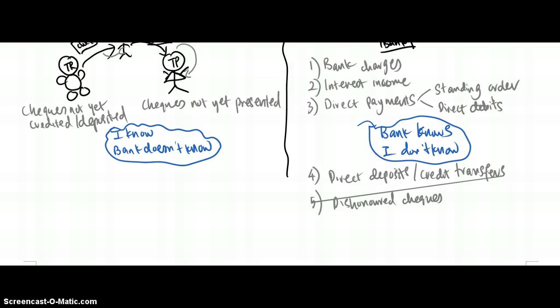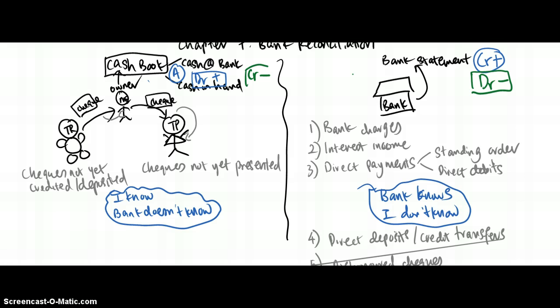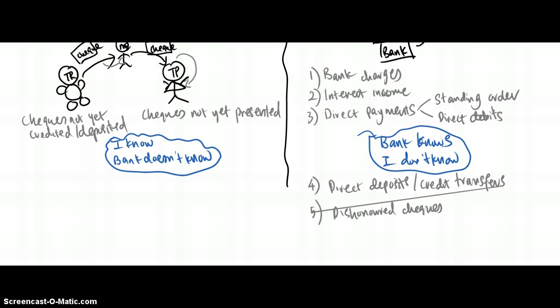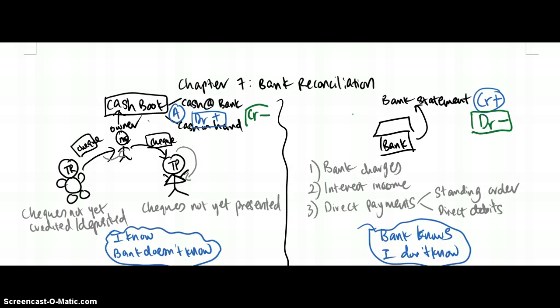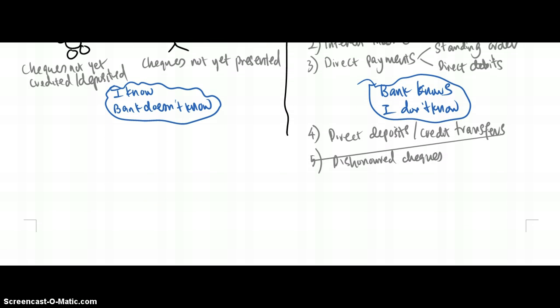So I have pretty much explained to you that we have the cash book and the bank statement, and there are items that the bank doesn't know, and some that the bank knows and you don't know. Now we need to do something about it, and hereby we talk about this chapter called Bank Reconciliation. Now I'm just going to bring you next to the steps involved in doing bank reconciliation.